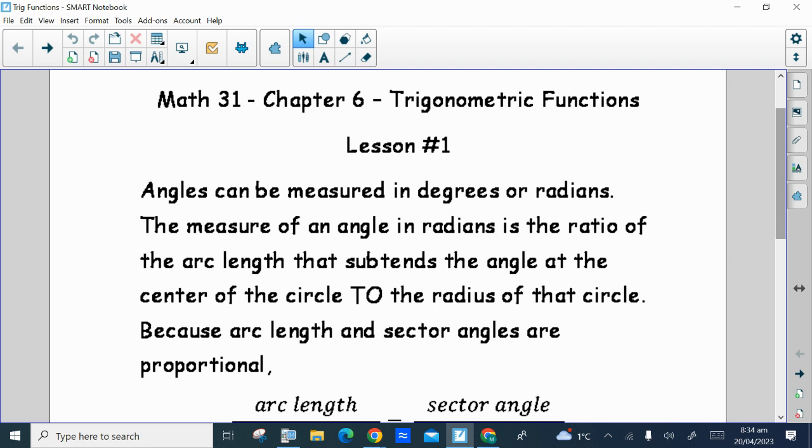So we got this chapter. The next chapter is derivatives of trig functions. And then we finish off with antiderivatives, which is the opposite of derivatives. So we'll see what they are used for.